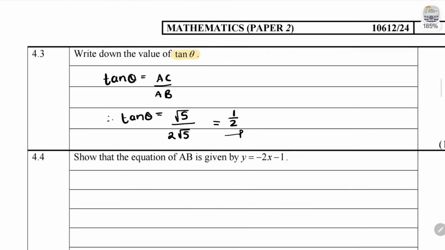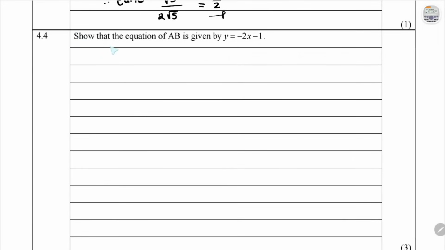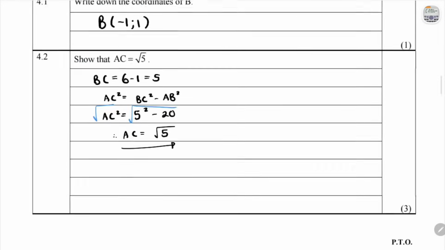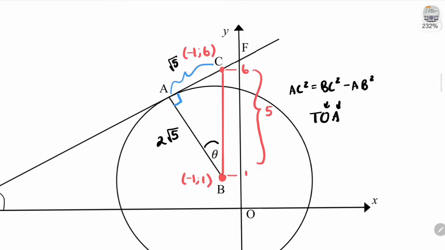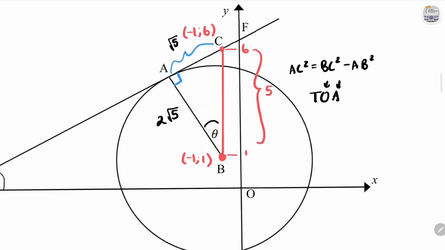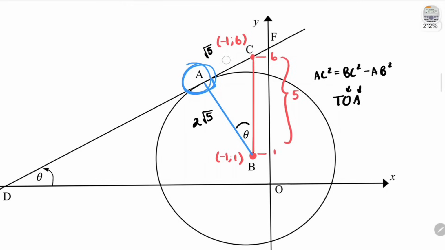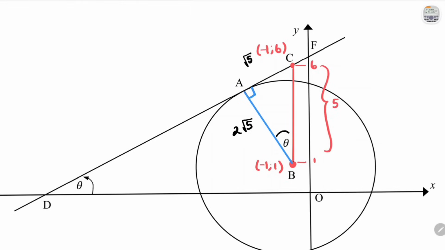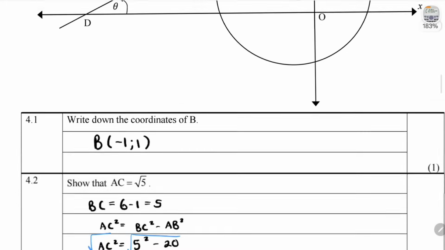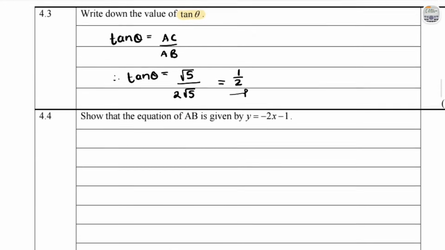Okay, moving on to the next question. Question 4.4 says, show that the equation of AB is given by y equals negative 2x minus 1. So they want us to find the equation of AB. Notice how we have lengths all through, but we don't really have that coordinate A. So in this case, here is what we're going to do. We can still use the relationship between the radius and the tangent, but we actually have more information on the tangent. Okay, so here, you know how the previous question usually helps you with the next question? This is one of those cases.